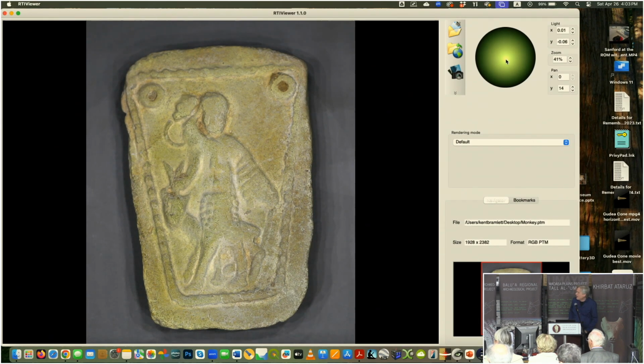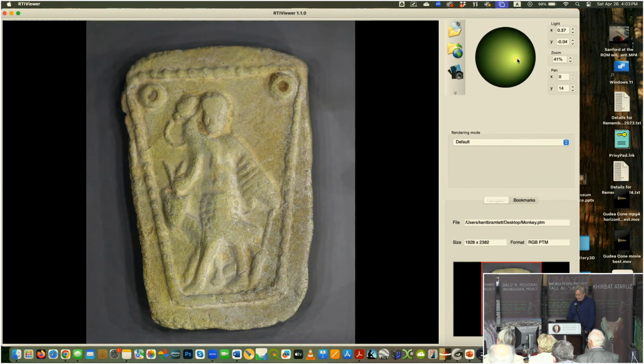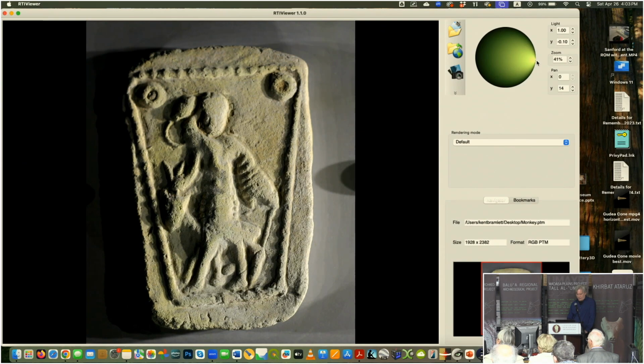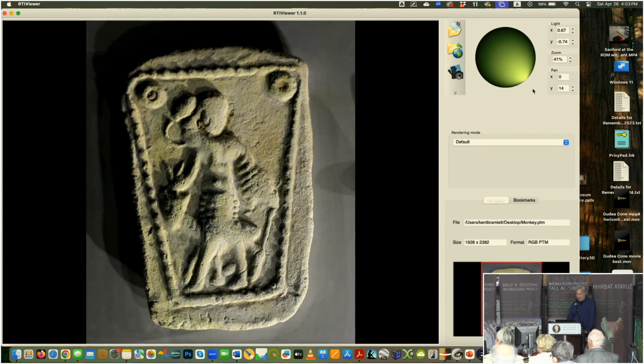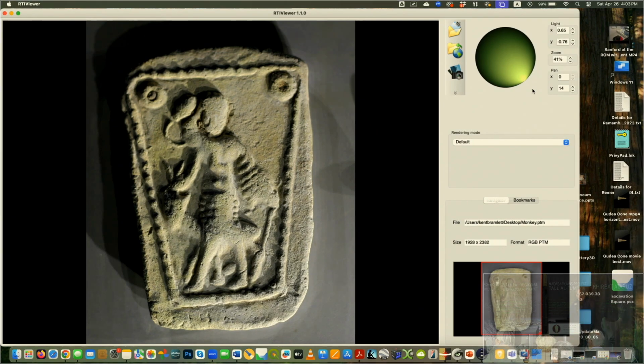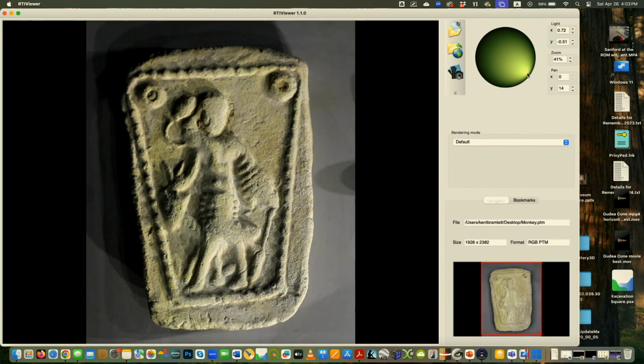Okay, the light is now, look at the green circle up there in the top right. There's the light spot in the middle. I can drag that around in different directions. So let's pull it over to the right, and it's as if the light were now shining from the right-hand side. We can see a lot of details. Clearly, this animal that is being held by the horns by the man.